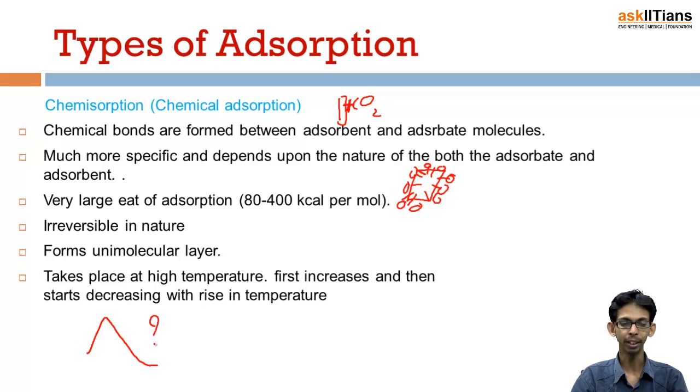The question comes, why? We know that chemical adsorption involves formation of chemical bonds. That means it involves a chemical reaction between adsorbent and adsorbate molecules, and every chemical reaction requires some amount of energy for starting the reaction, which is known as activation energy. Because of that activation energy, first we have to supply some amount of energy, and once the adsorption has started, it will keep on decreasing because it is exothermic in nature after that. So we can say that this is the activation energy.